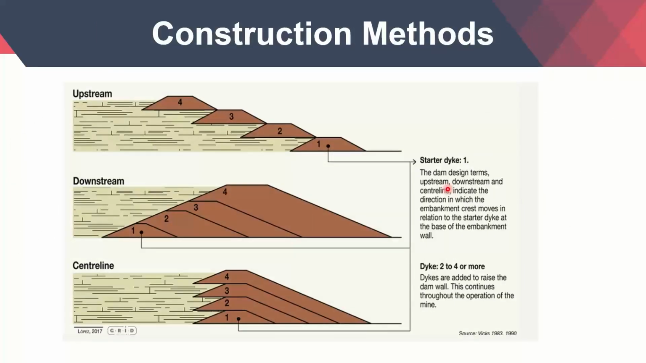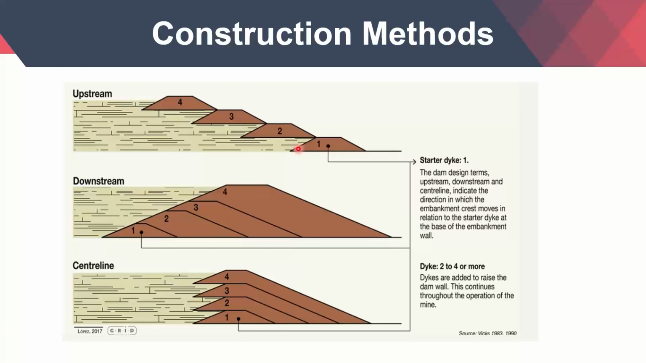Now, there are three types of methods. These are the upstream, downstream, and centerline. Upstream method is the cheapest method. So a starter dike is created, and then subsequently the raisings are created, which rest on the previous raising as well as on the tailings. The advantage of this method is that it is the cheapest method to build the tailings facilities. Also, they require much less material than other methods, which can be illustrated in the diagram right away.